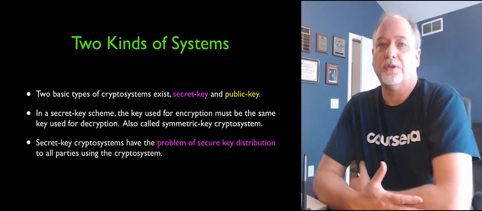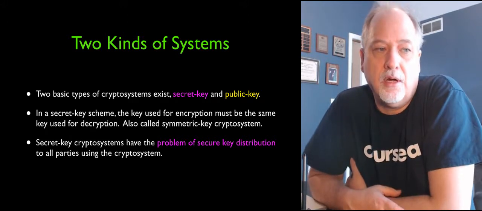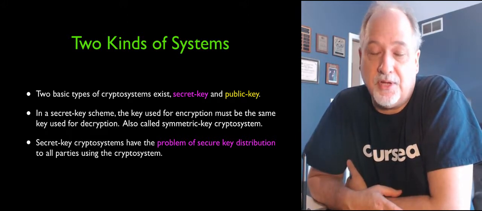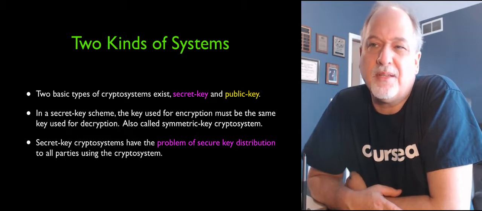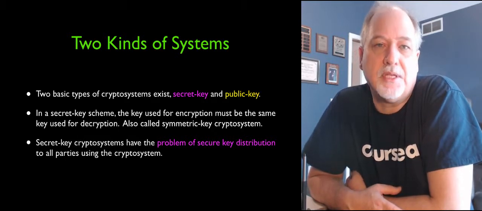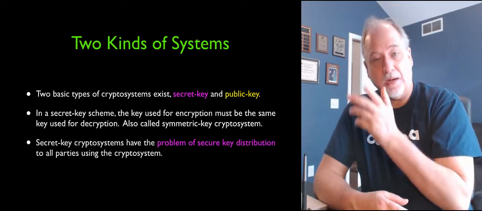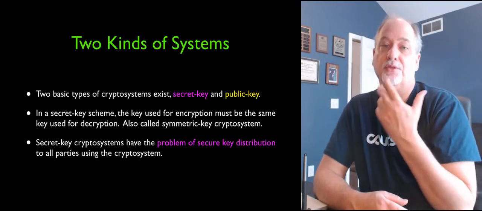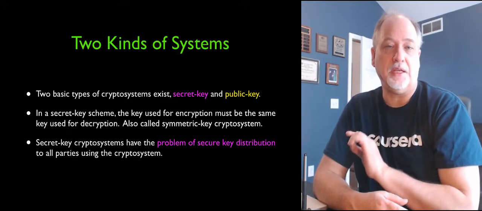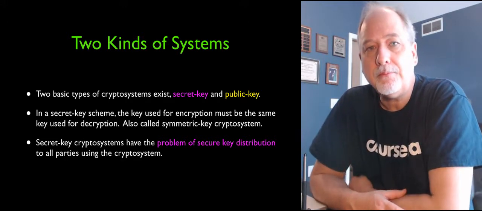The secret key is also called symmetric key, which means that both parties have to be in possession of the same information. You basically use the same key material to encrypt as you do to decrypt. The public key is asymmetric, which means you use one key to encrypt and a different key to decrypt. We'll get to that later.